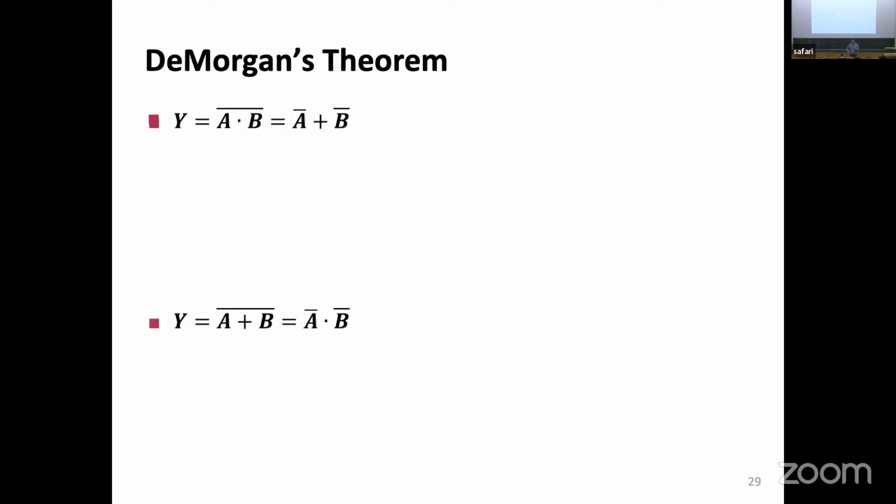Now, De Morgan's theorem is funny. I really like it. It's a kind of a game. A and B not equals to not A or not B. You can prove it. And with two variables, it's very easy. There are only 4 possible solutions, right? You can just write down.